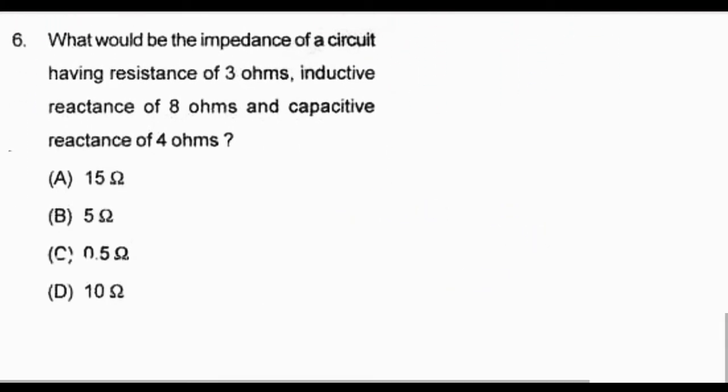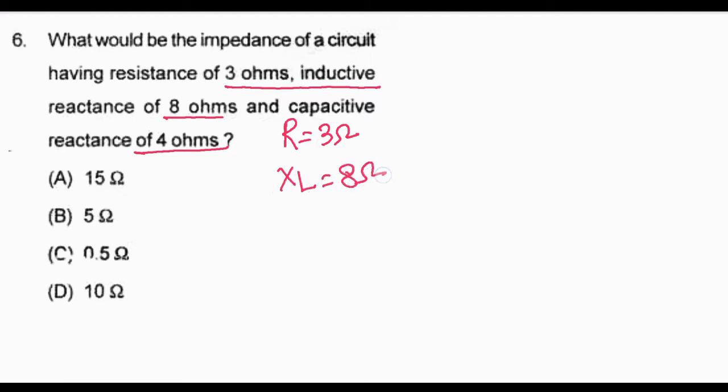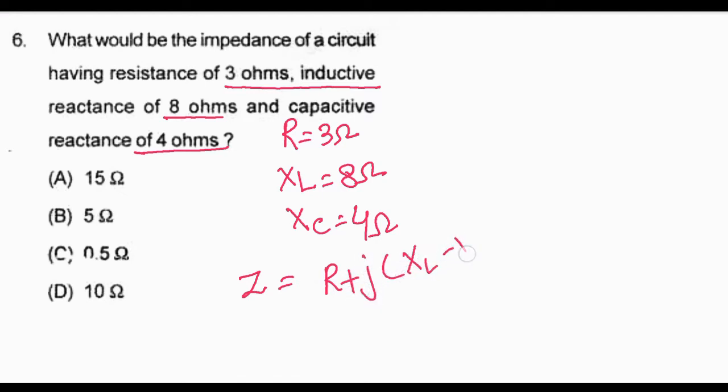Next question: what would be the impedance of a circuit having resistance of 3 ohm, inductive reactance of 8 ohm and capacitive reactance of 4 ohm? So here, similar question. R is given to be 3 ohm, XL is 8 ohm, XC is 4 ohm. So what will be the impedance? Impedance will be R plus j (XL minus XC).